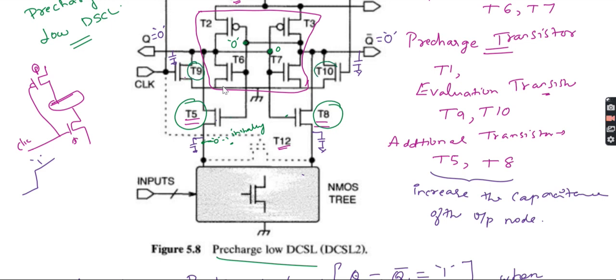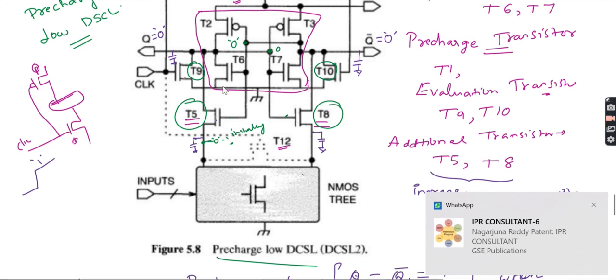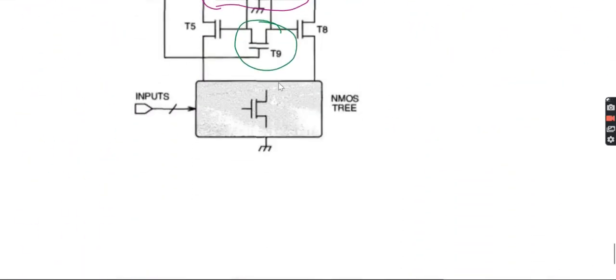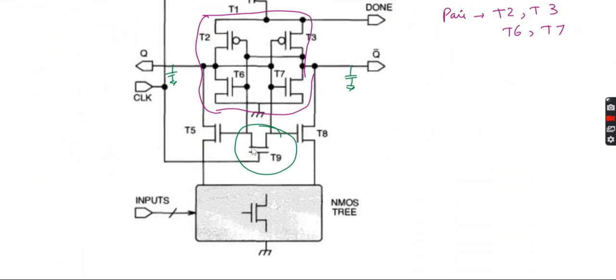T9 and this T10 are removed. Both are removed for the next diagram. Okay, I say nothing else. Then additionally we added one transistor, which is removed. Additionally one transistor is added here. You can see this T9 here we added.